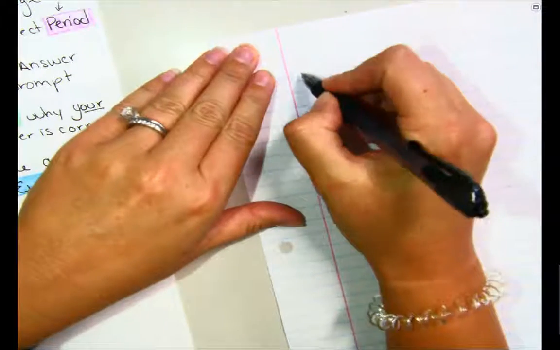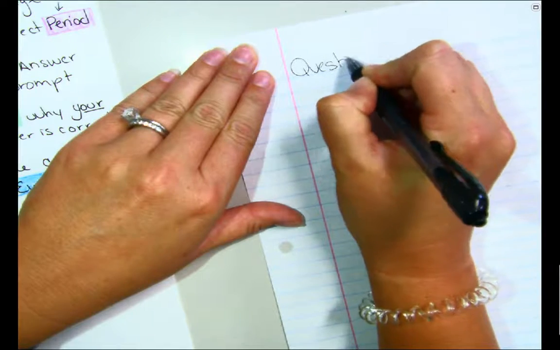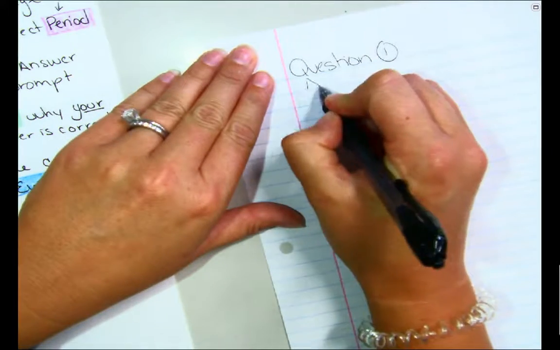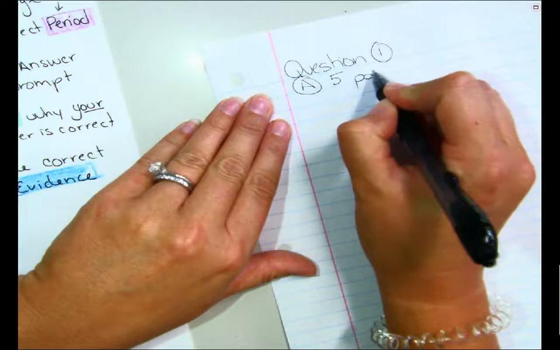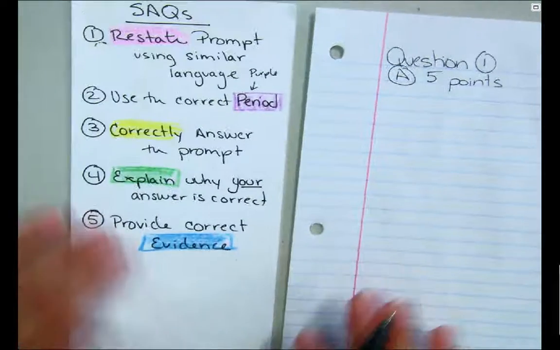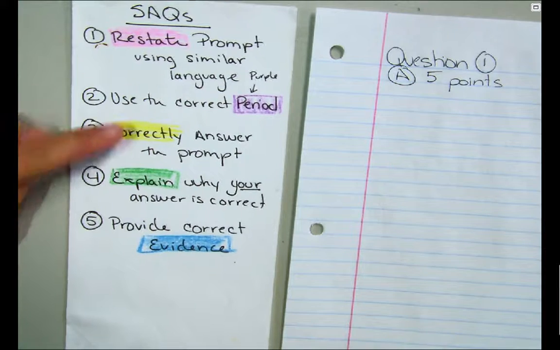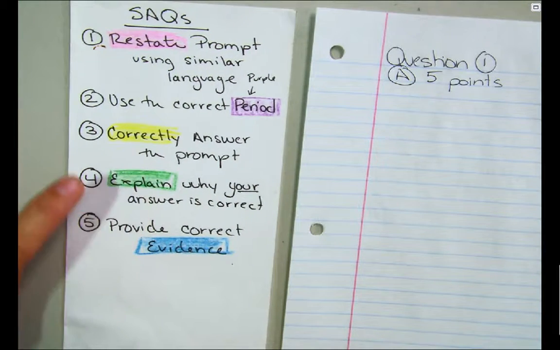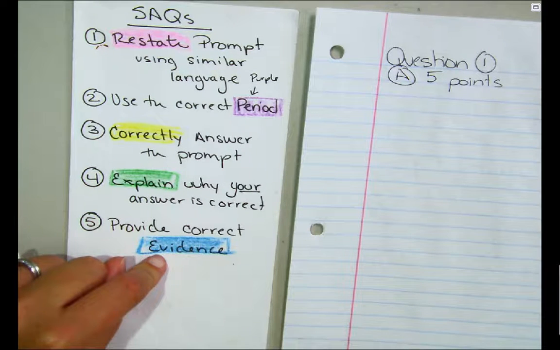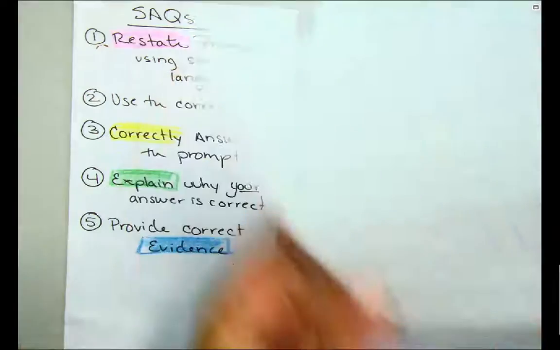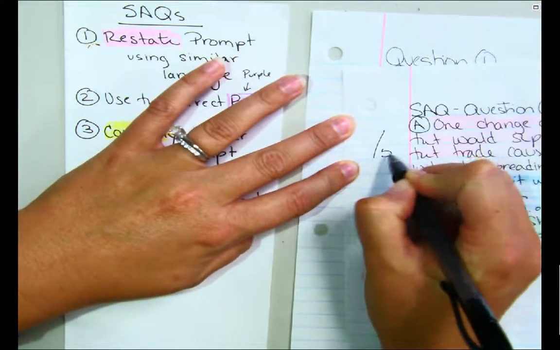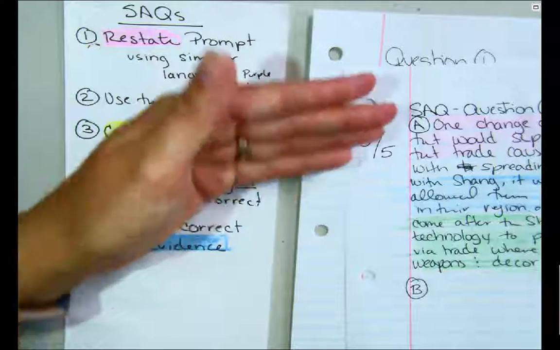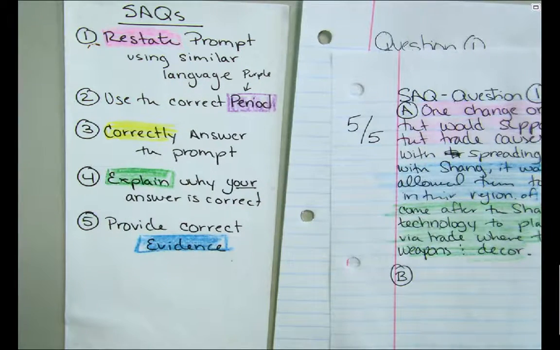Three, 2, 1. Okay, so here's your rubric. Question 1, Part A has 5 points. If they have everything, they restated the prompt, they wrote in the period, they have a correct answer, they've explained why the answer is correct, and they have evidence, then they get 5 points. Does that make sense logically? On the side of the paper, next to question A, you're going to write whatever their score is out of 5. So I wrote this, it's a 5 out of 5 next to the A's. Everyone clear on how we're scoring this?